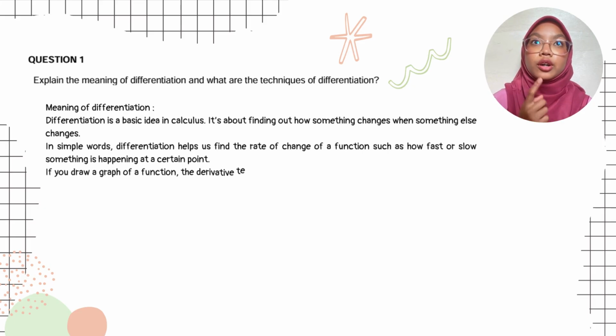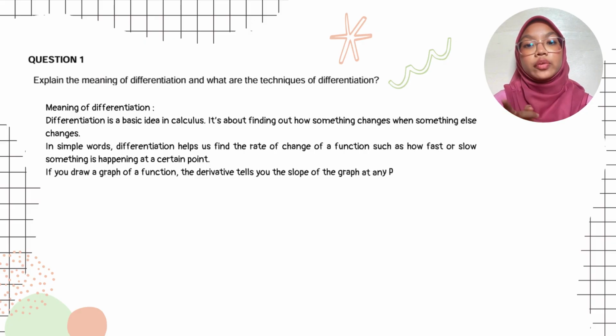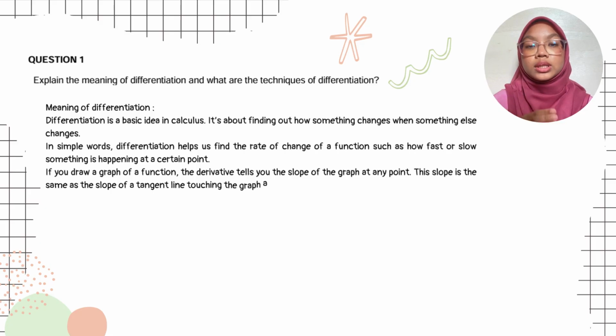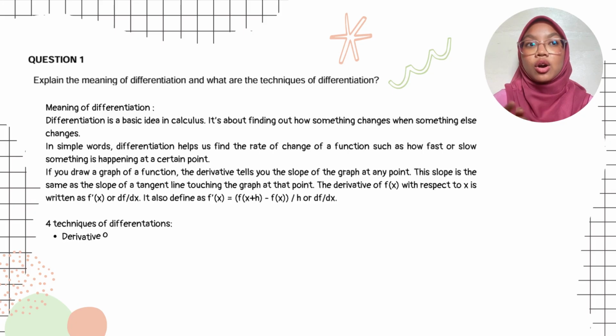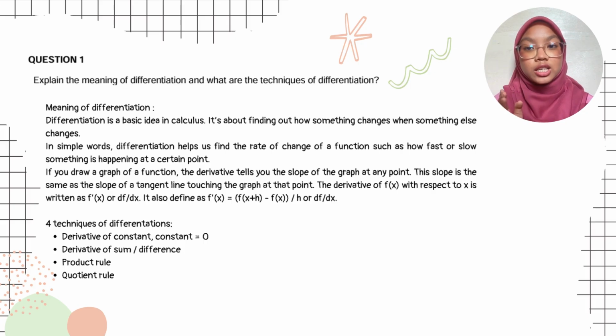If you draw a graph of a function, the derivative will tell you the slope of the graph at any point. The slope is also the same as the slope of a tangent line that touches the graph at that point. The derivative of f(x) with respect to x is written as f'(x), or df/dx, and it's also defined as f'(x) equals the limit of (f(x+h) - f(x))/h as h approaches 0.